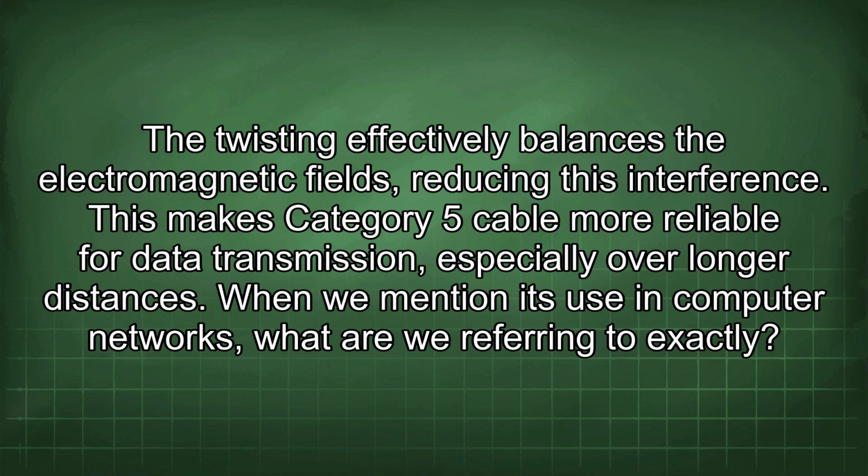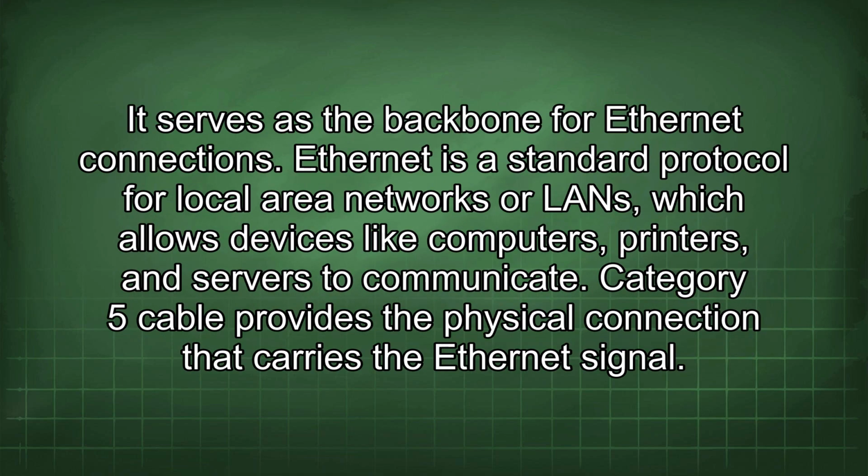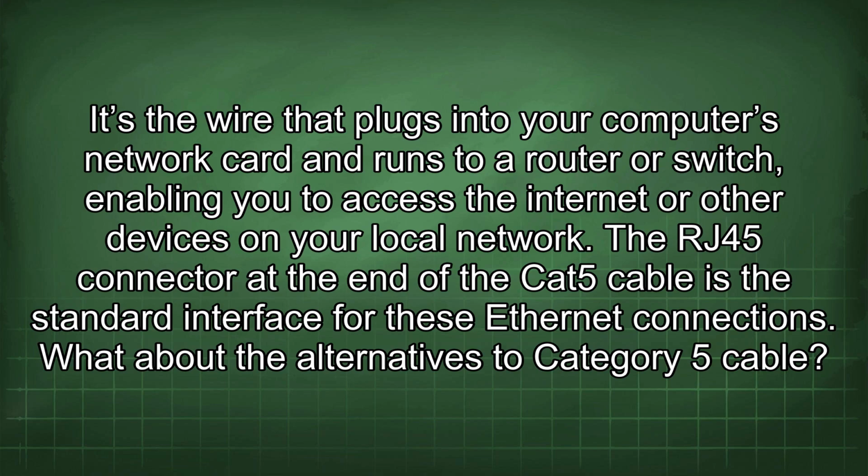When we mention its use in computer networks, what are we referring to exactly? It serves as the backbone for Ethernet connections. Ethernet is a standard protocol for local area networks, or LAN, which allows devices like computers, printers, and servers to communicate. Category 5 cable provides the physical connection that carries the Ethernet signal. It's the wire that plugs into your computer's network card and runs to a router or switch, enabling you to access the internet or other devices on your local network. The RJ45 connector at the end of the Cat5 cable is the standard interface for these Ethernet connections.